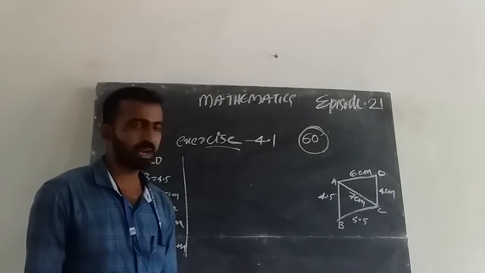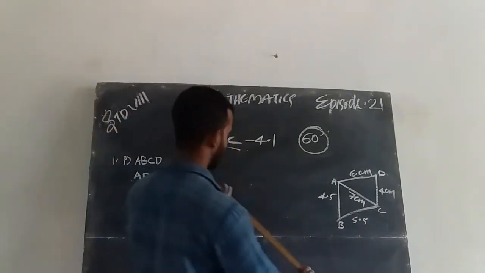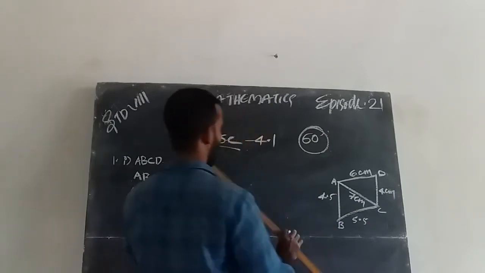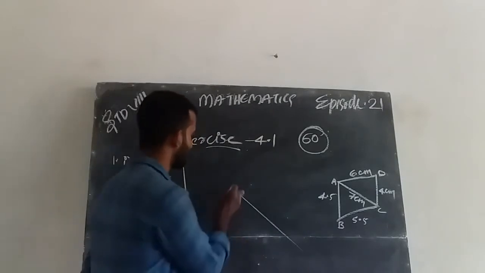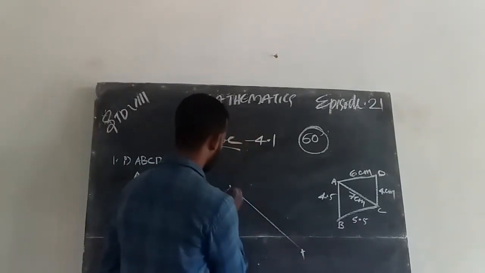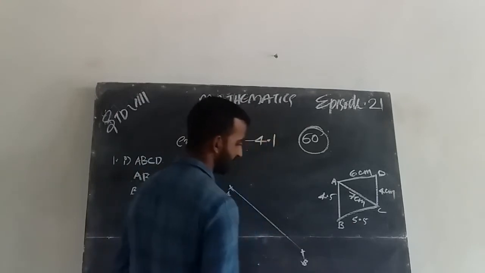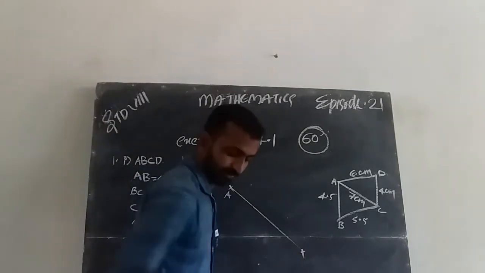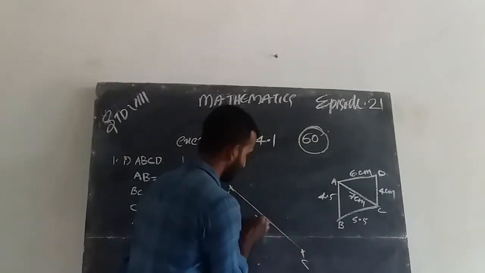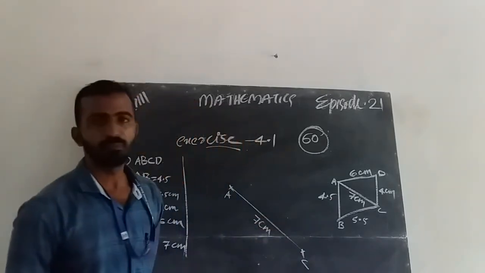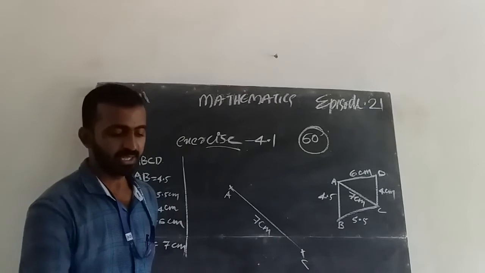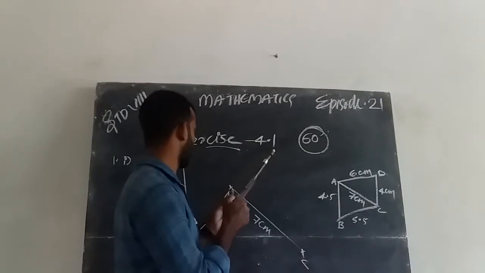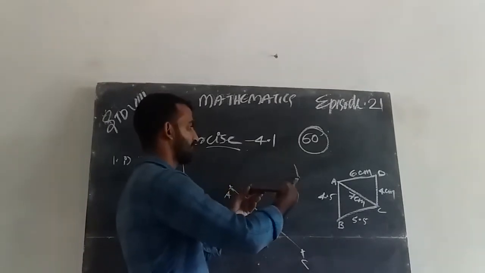First we draw our diagonal, that is, we take a scale and draw a line with 7 centimeter. Here is A, sorry, here is C. That is, this is the diagonal. So we write 7 centimeter. And we take compass and 6 centimeter in compass. We draw an arc with the center A.